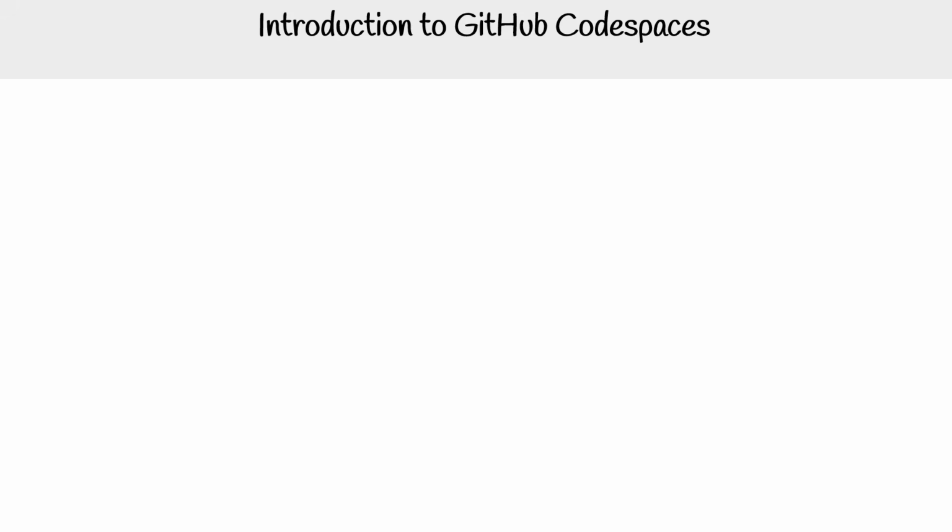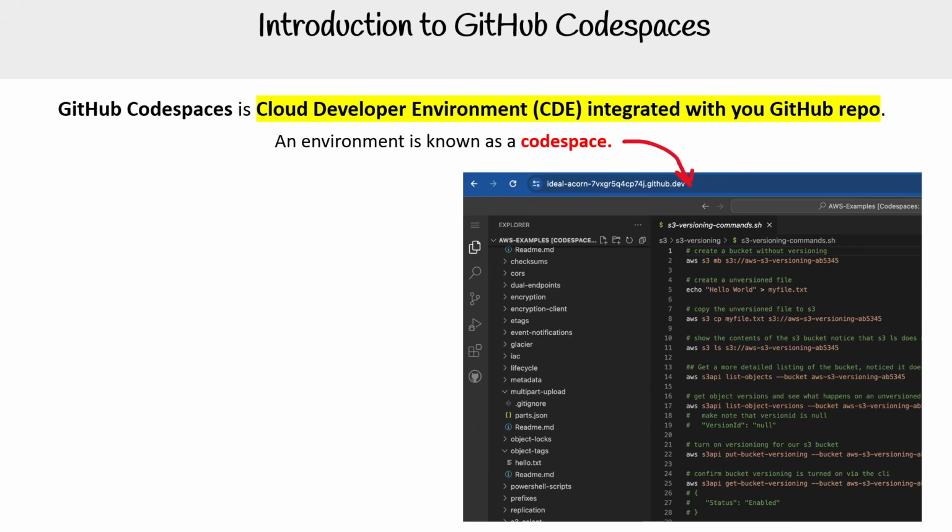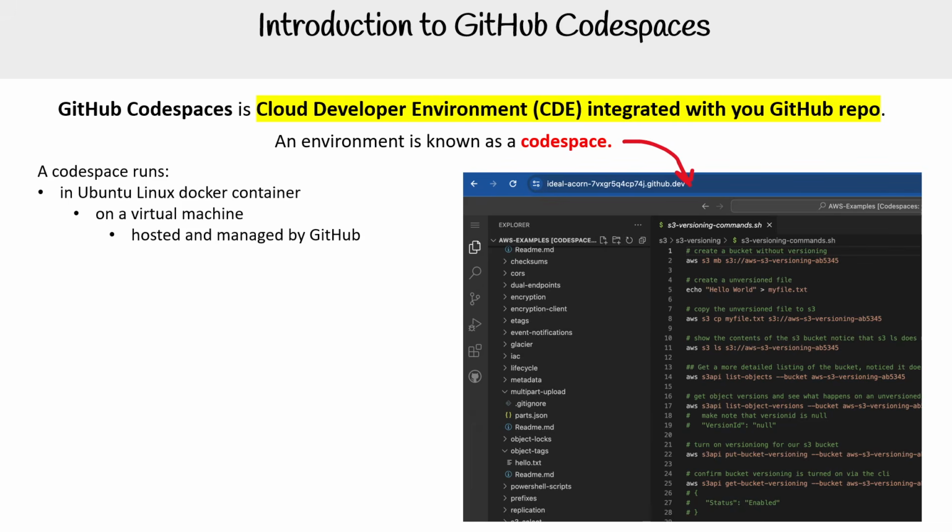Hey, this is Andrew Brown, and we are taking a look at GitHub Codespaces. This is a cloud developer environment, also known as a CDE, integrated with your GitHub repo. The idea is that you have this thing called a codespace. That's what they call their developer environment. A codespace runs an Ubuntu Linux Docker container on a virtual machine, hosted and managed by GitHub.